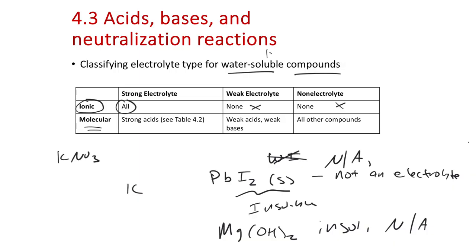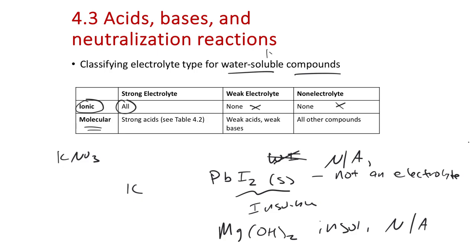Now, what about when the compound's molecular? The molecular compounds we know about, we can think back to naming to help us. That was our introduction to these compounds. We know about acids. So we know the strong acids are strong electrolytes, and we know the weak acids are weak electrolytes. So the weak electrolytes are partially ionized, the strong electrolytes completely ionized.